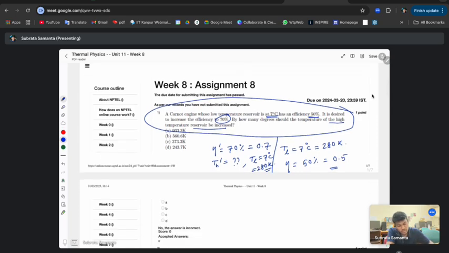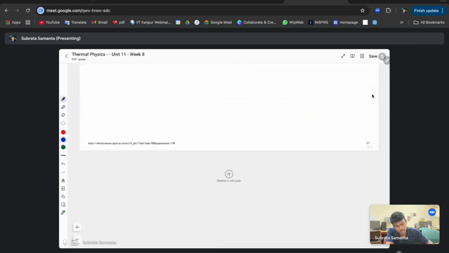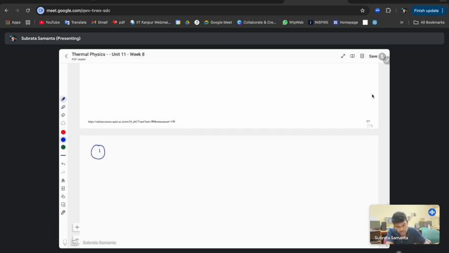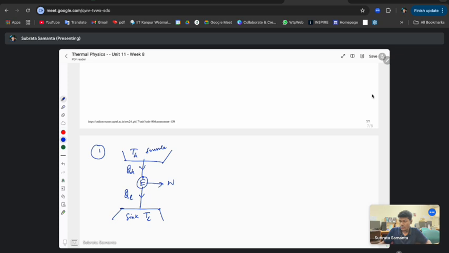So how to solve this problem? First you should know how the Carnot engine operates. There is a source at high temperature TH, you connect an engine, and there is a sink at low temperature TL. The engine does work W, heat QH enters the engine, and heat QL leaves.